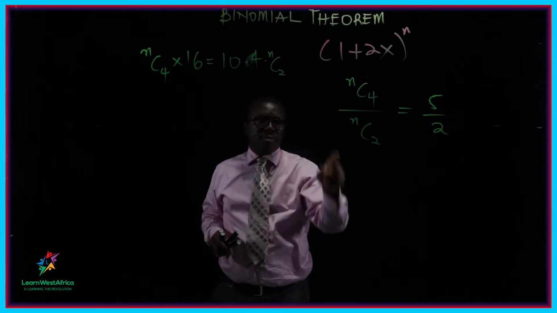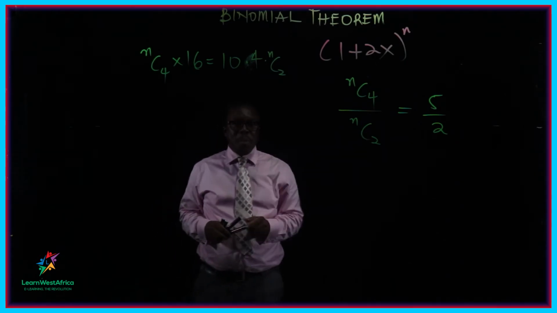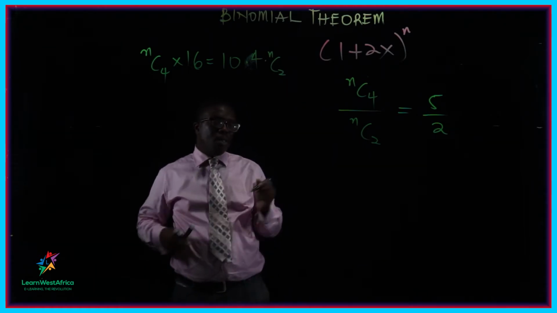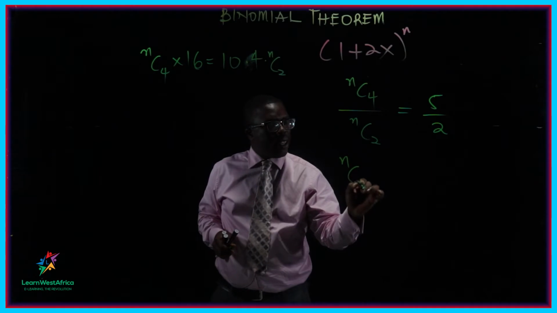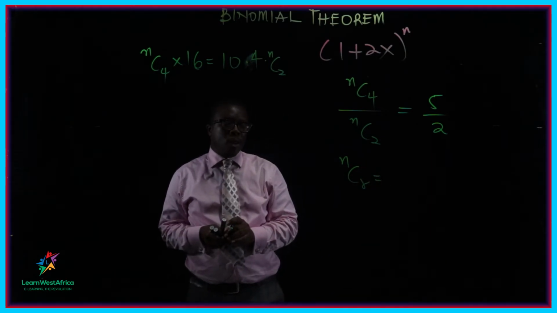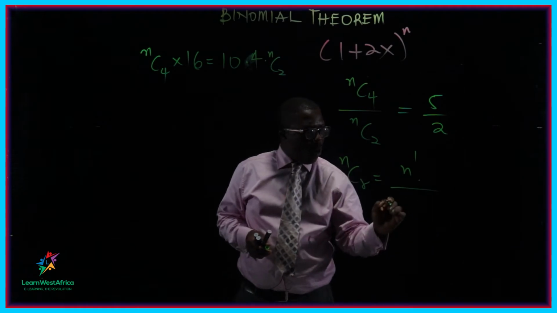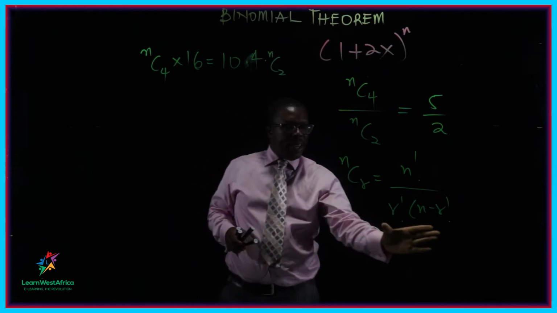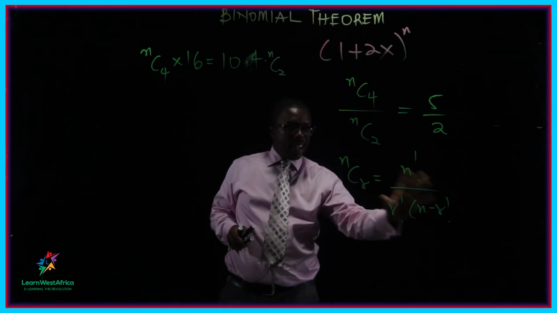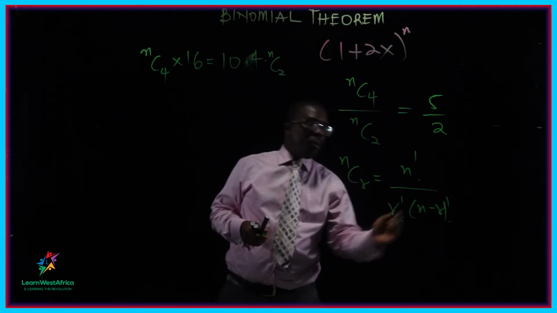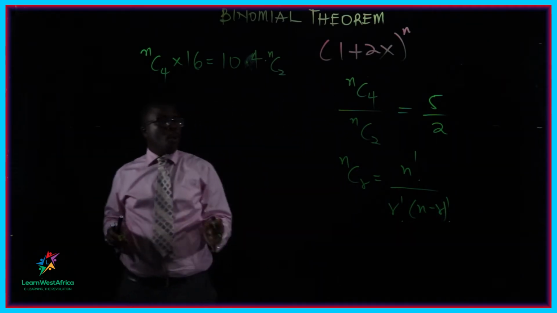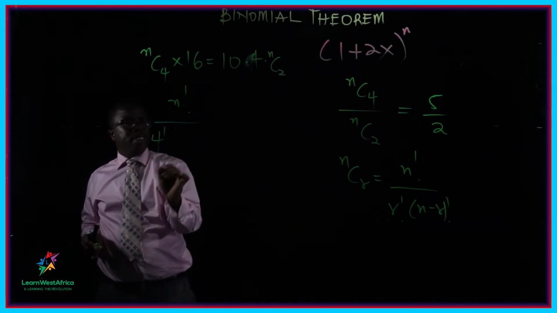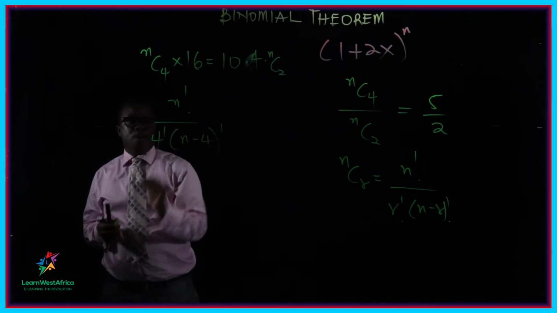Now, how do we break this down? Let's go back to the original idea, just a bit of it. Remember in combination, let's go back to the roots. In combination, when we say n combination r, what is the implication? n combination r means n factorial all over r factorial into brackets n minus r factorial. So that is what we mean by n combination r, or n choose r. That's its simple meaning. So when you have n choose 4, what does that mean? n choose 4 will mean n factorial all over 4 factorial into brackets n minus 4 all factorial.